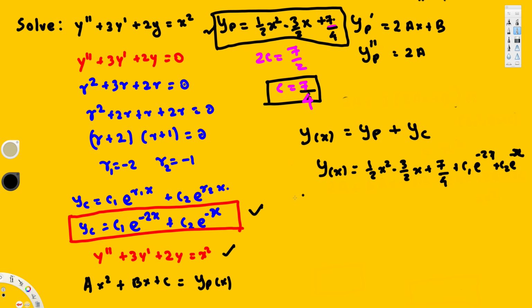So this is going to be our general solution for this non-homogeneous differential equation, and that's how we do this kind of problem.